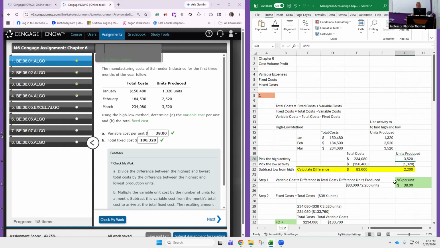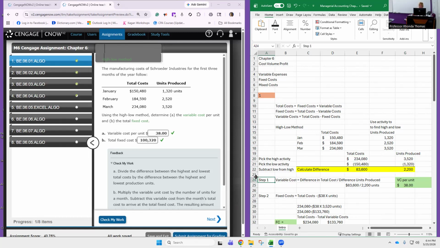So that's why we have 3,520 minus 1,320, and we get a difference in units produced of 2,200. Okay, then we need to put the cost down that's associated with each of those. So 234,080 here, and then 150,480 gets subtracted. So these are the two numbers we're now going to use.